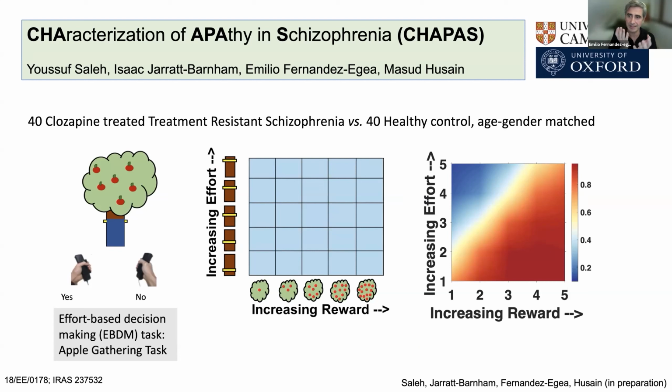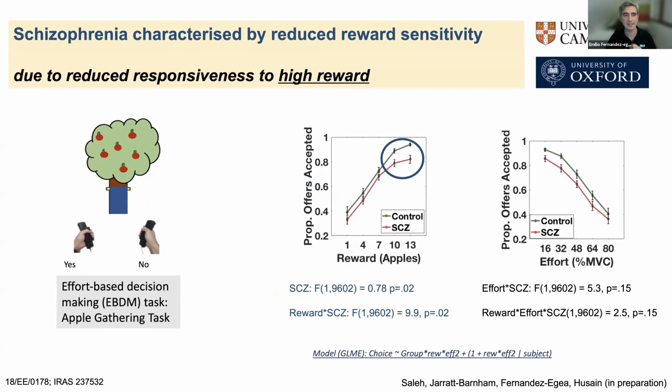The number of apples varies from 1 to 13, and the level of effort also varies, but in a random way. Sometimes you need to do a lot of effort to get 1 apple, or you need to do little effort for getting 13 apples. And you need to decide whether you want to go for it or not, or whether that's a bit too much effort or not of interest. That's in preparation, I think it will be submitted fairly soon. So I think we can present the data.